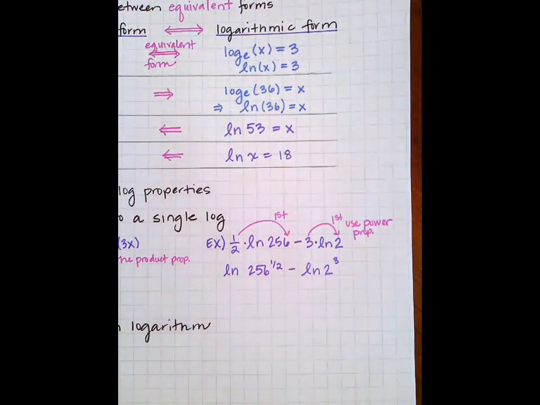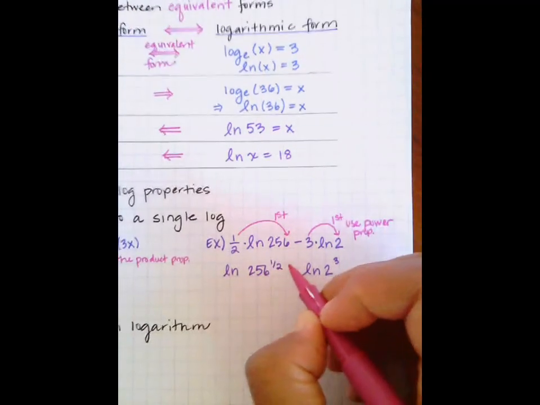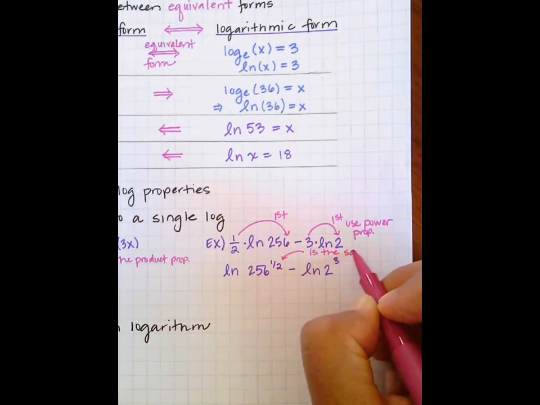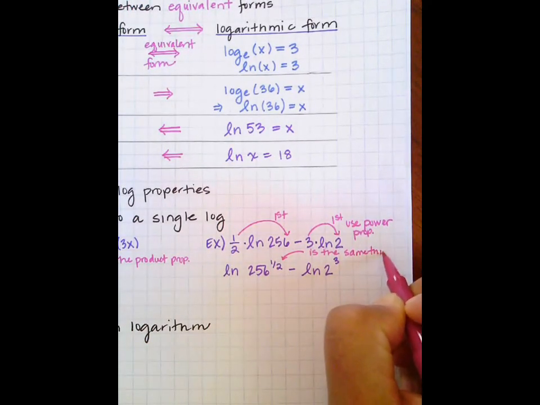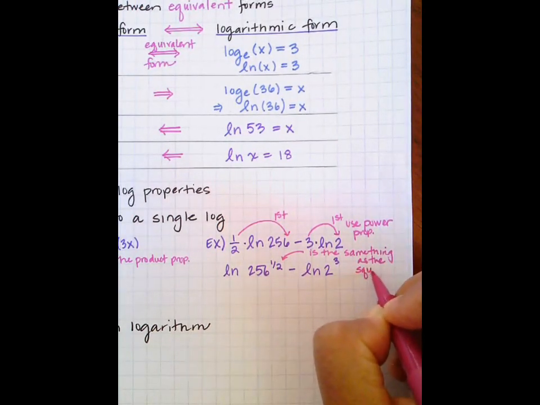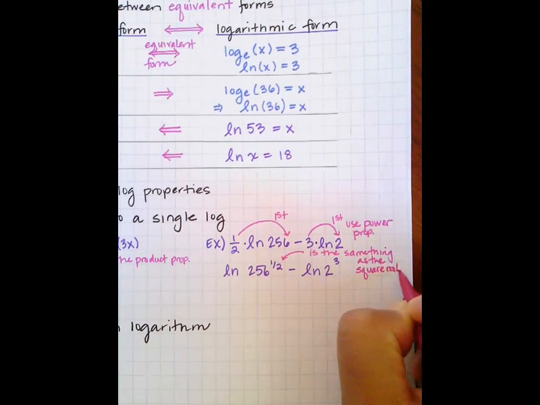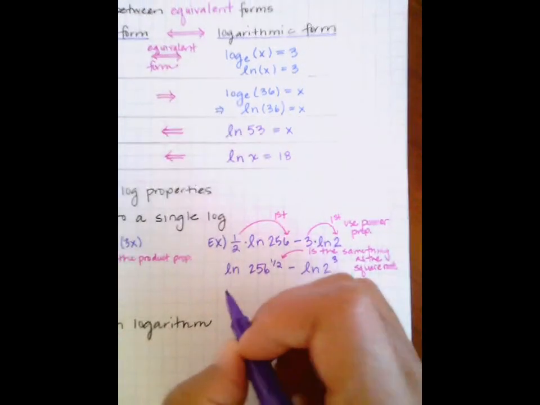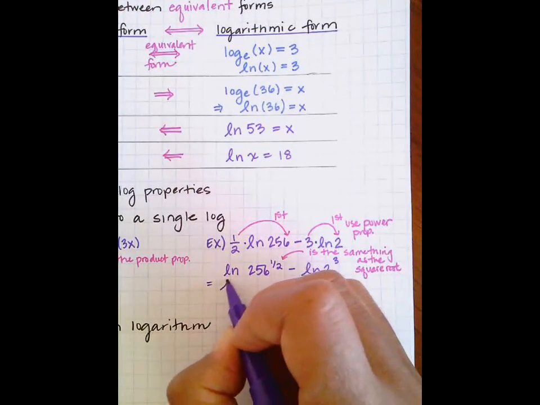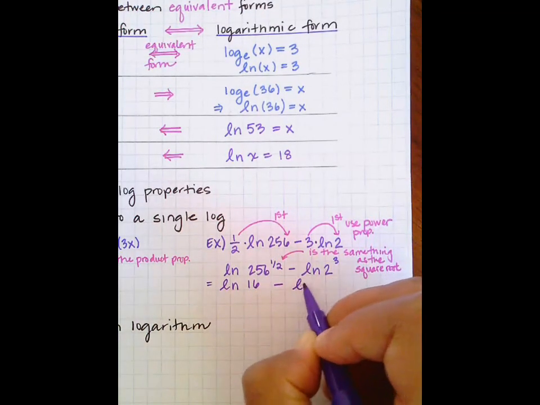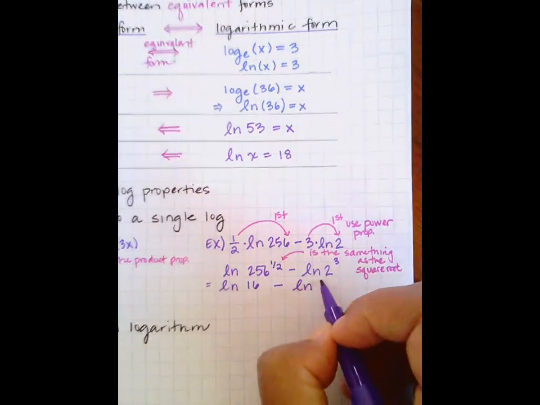Now, one of the very important things to remember about the 1/2 power, that is the same thing as the square root. So the 1/2 power is a fractional exponent, and it's the same thing as the square root. And so when I'm actually now finally simplifying this, this will be equal to the ln of the square root of 256 is 16, and then subtract the ln, and the 2 cubed is 8.